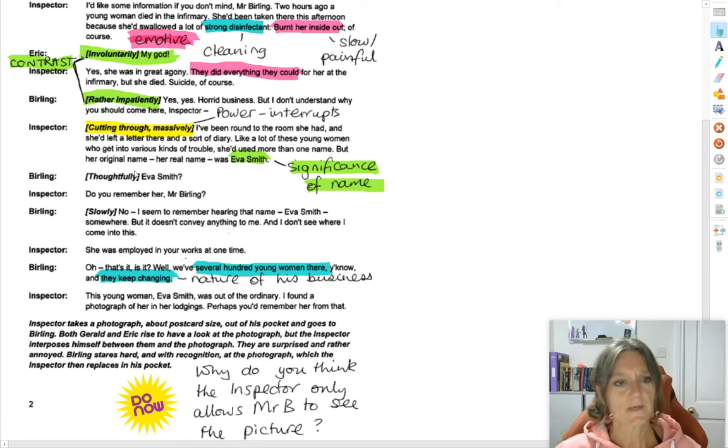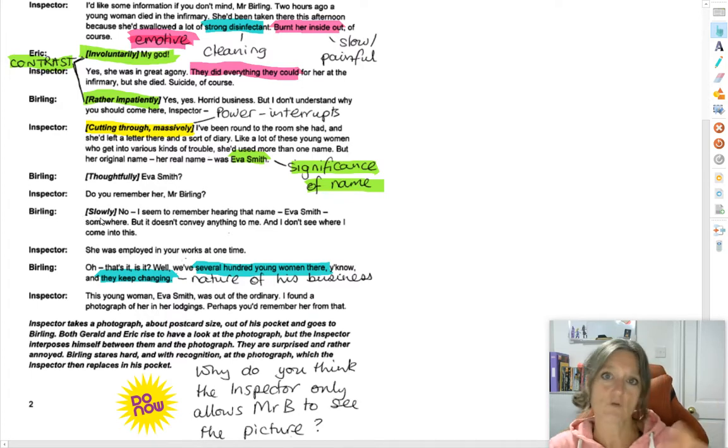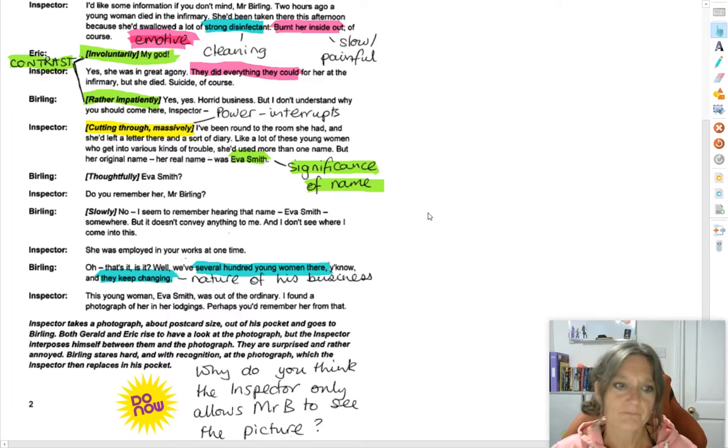So Mr. Birling becomes thoughtful when he hears that name. And now he is actually beginning to get drawn into the inspector's investigation here. He's thinking slowly. "I seem to remember hearing that name, Eva Smith," and he can't quite grasp why he should remember that name. The inspector helps Mr. Birling out. "She was employed at your works."